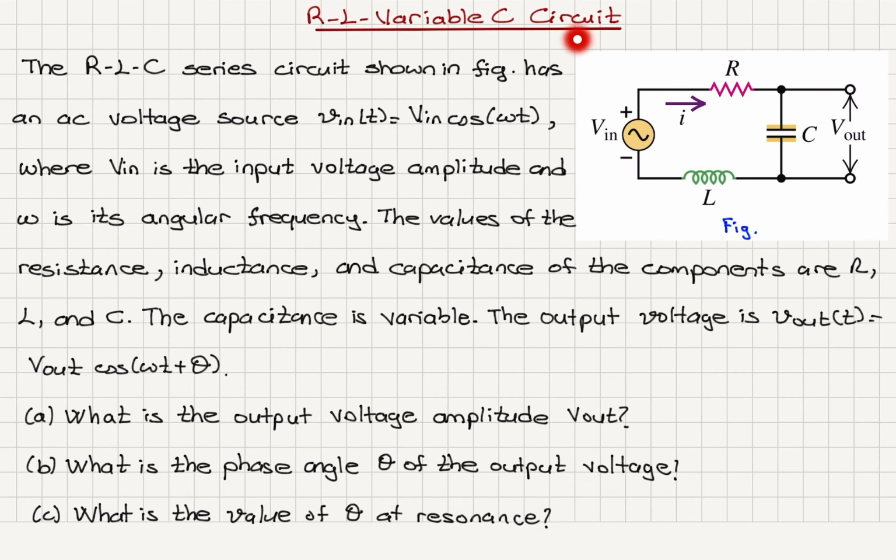RLC variable capacitor circuit. The RLC series circuit shown in the figure has an AC voltage source with amplitude Vin, Vin cosine omega t, where Vin is the input voltage amplitude and omega is its angular frequency. The values of the resistance, inductance, and capacitance of the components are R, L, and C. The capacitance is variable. The output voltage is Vout cosine omega t plus theta. Part A, what is the output voltage amplitude?